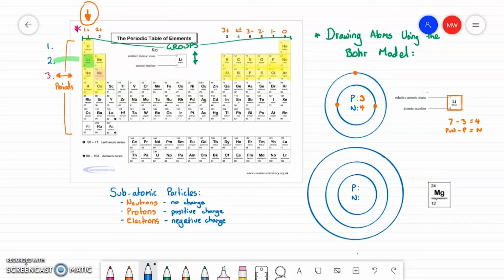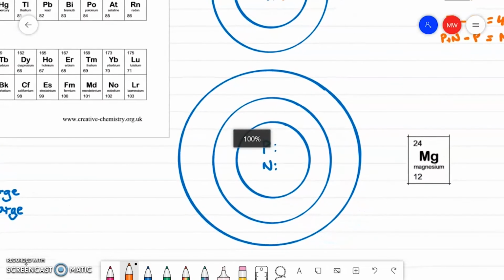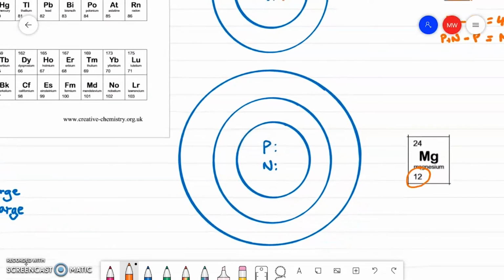And now I'm going to proceed in the same way. I can see that it is in group number 2. That also means that it's going to have 2 electrons in its outer shell. Let's start filling in the details that we can. If I zoom in, I can see that the atomic number is 12. That means that it will have 12 protons. The number of neutrons will be the atomic mass minus the atomic number, which is 12. So it will also have 12 neutrons. And because this is an atom, not an ion, it will have the same number of electrons as protons. So if it's got 12 protons, it will have 12 electrons.